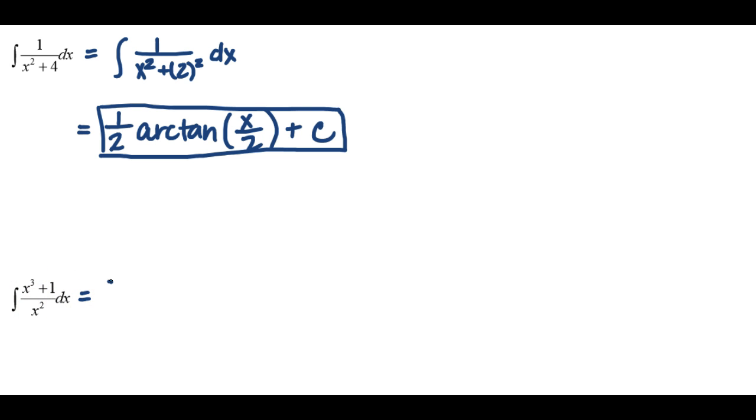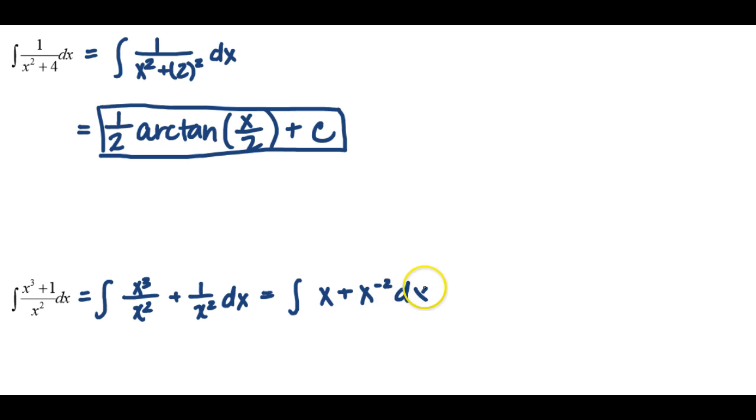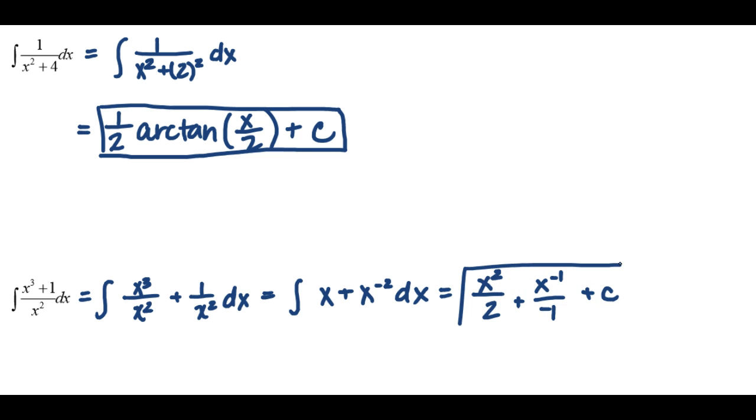So I can think about this as, just to show the intermediate steps, this is x cubed over x squared plus 1 over x squared dx, meaning this is the same as the integral of x plus x to the negative 2 dx, which requires no special methods at all. It's just the power rule for integrals. So it would be x squared over 2, and then here I'd get x to the negative 1 over negative 1, plus c. So we'll just leave it like that. We won't bother simplifying that.